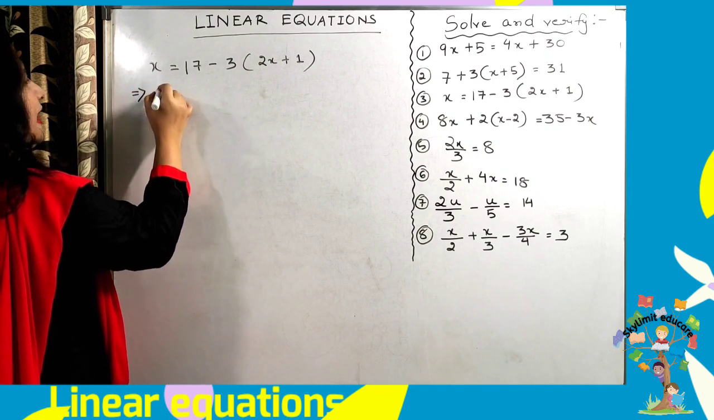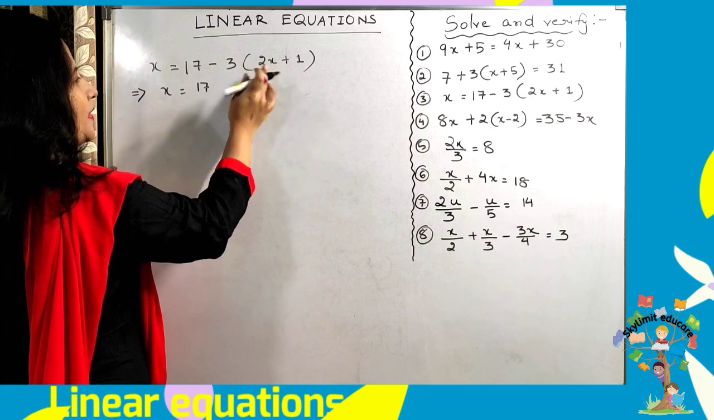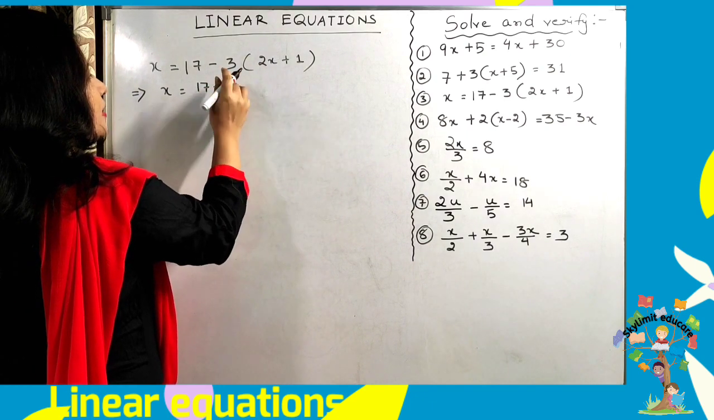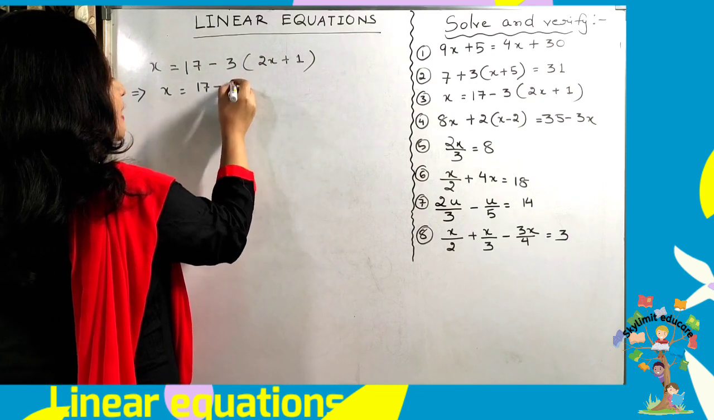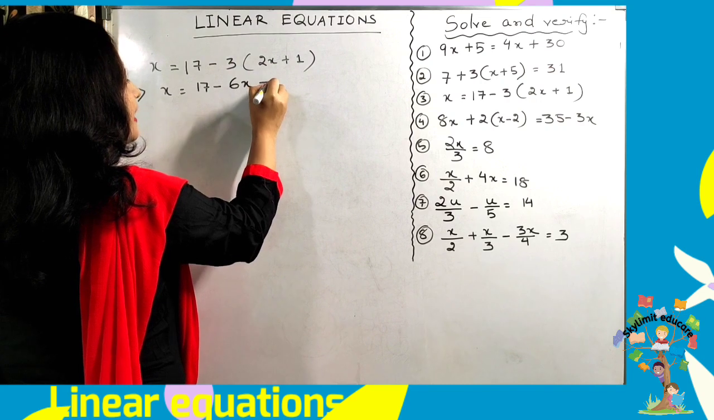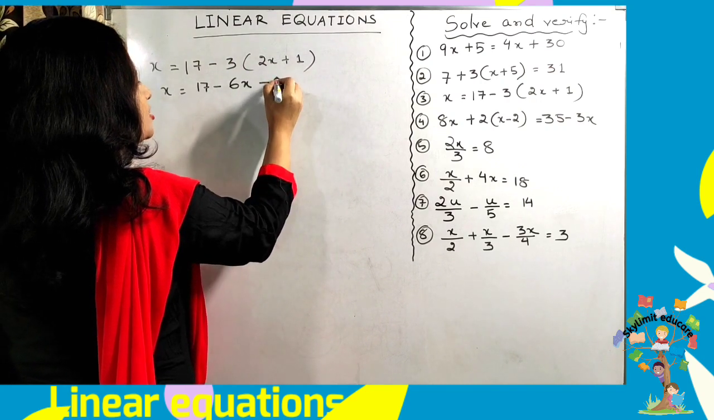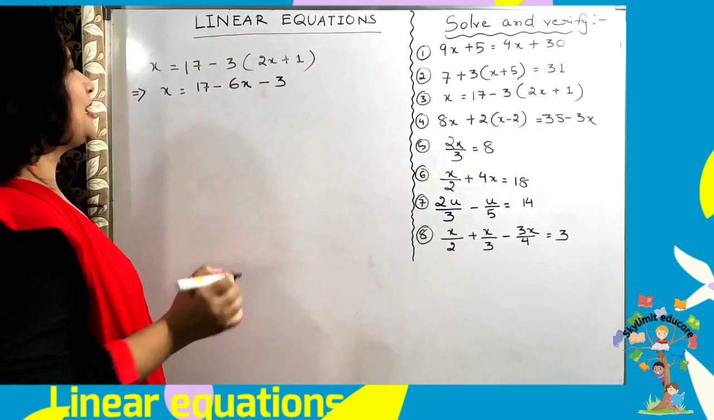So x is there here. I'll keep x only. Now first let me multiply these two. Remember algebra. So minus multiplied to plus gives minus. 3 multiplied to 2x will give me how much? 6x. Minus multiplied to plus will give me minus. 3 multiplied to 1 will give me how much? 3. Remember?